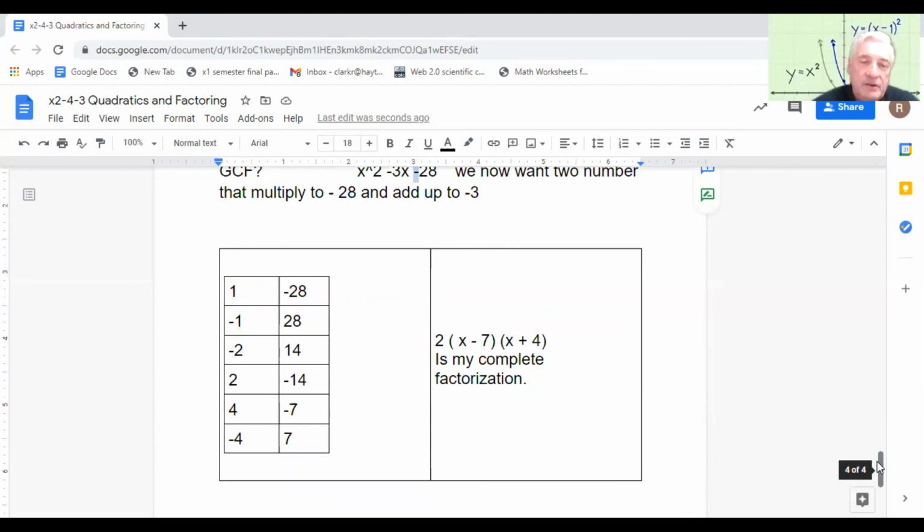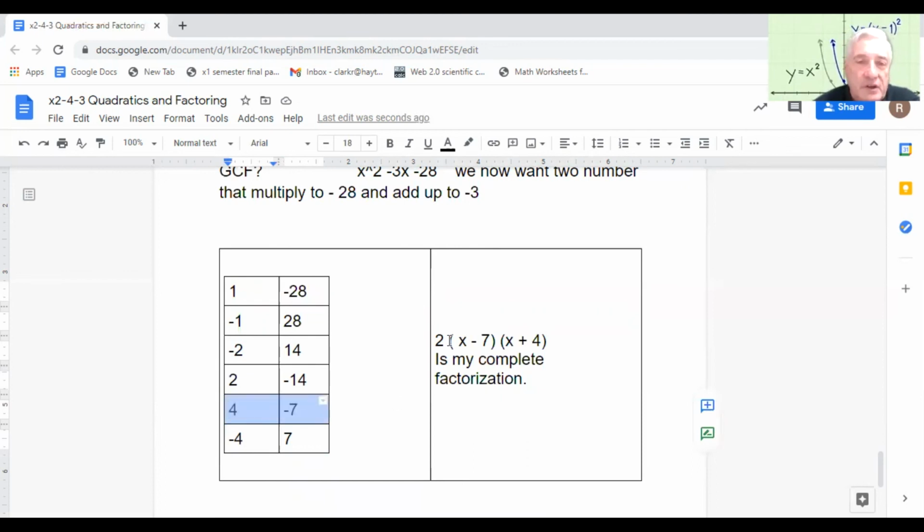So we're now down to these 2. 4 and 7 are going to get me 3, but now we have to worry about which one gets me negative 3. Which one gets me negative 3? This one right here.